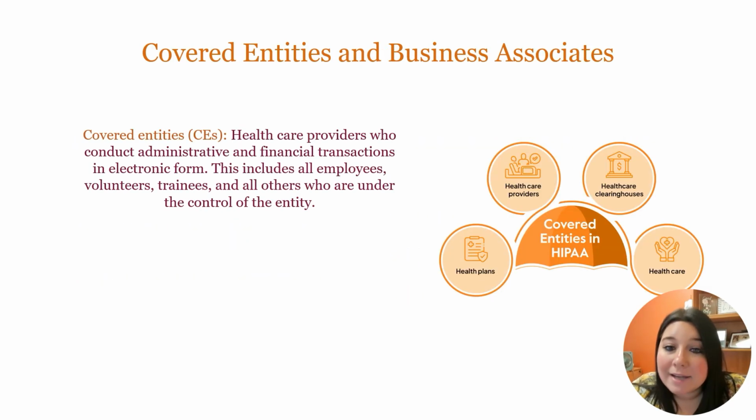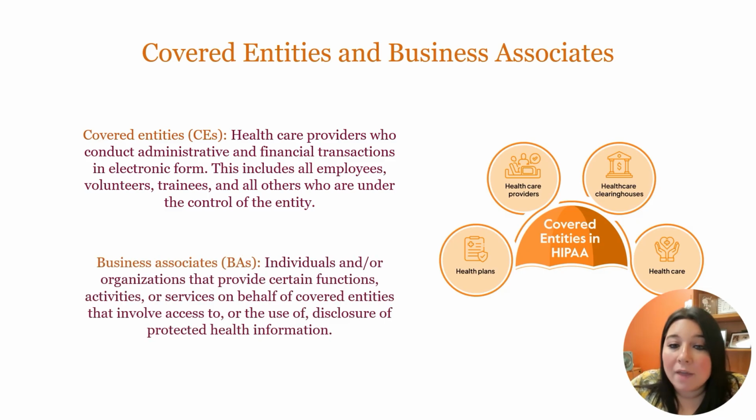Covered entities and business associates. So covered entities, also known as CEs, are healthcare providers who conduct administrative and financial transactions in electronic form. This includes all employees, volunteers, trainees, and any others who are under the control of the entity. And then business associates, or BAs, are individuals and/or organizations that provide certain functions, activities, or services on behalf of covered entities that involve access to or use or disclosure of that patient's protected health information.